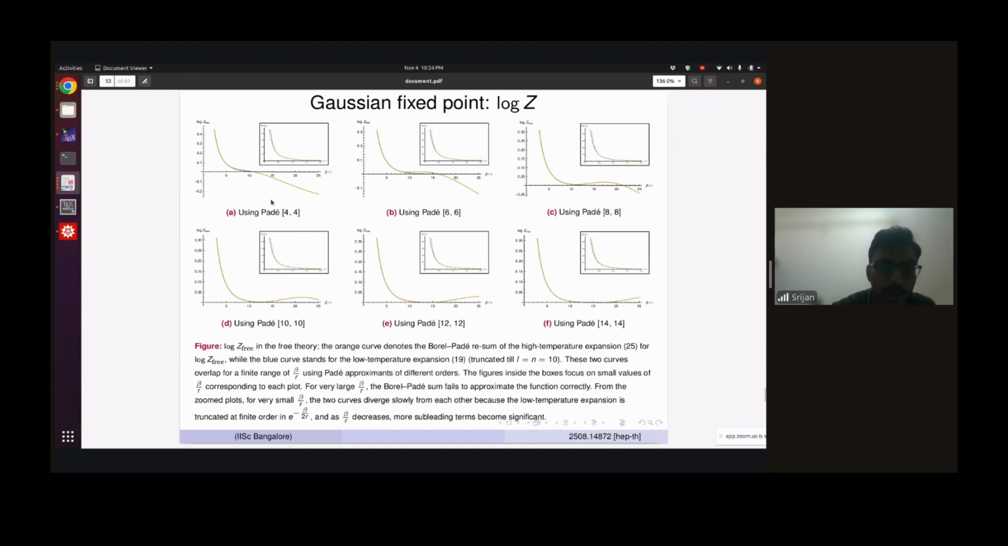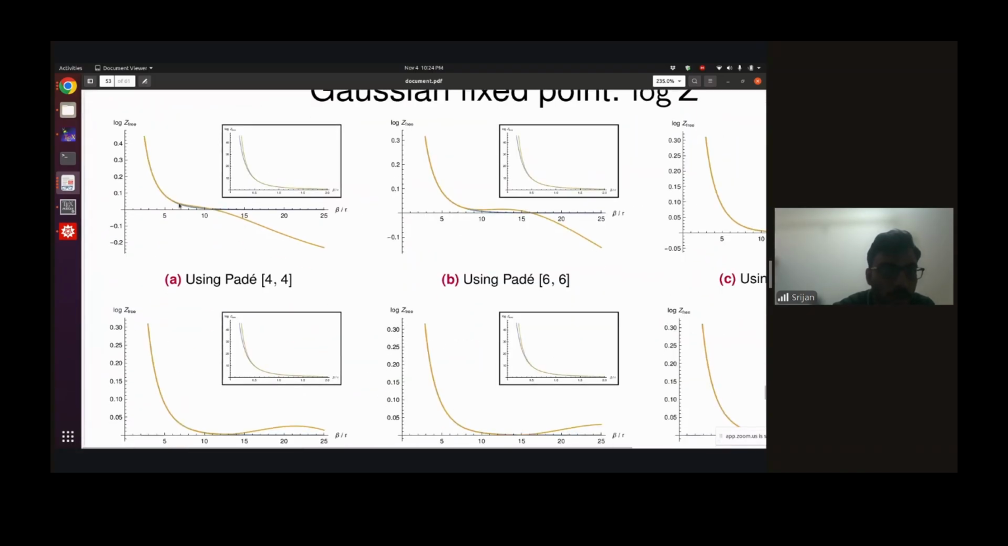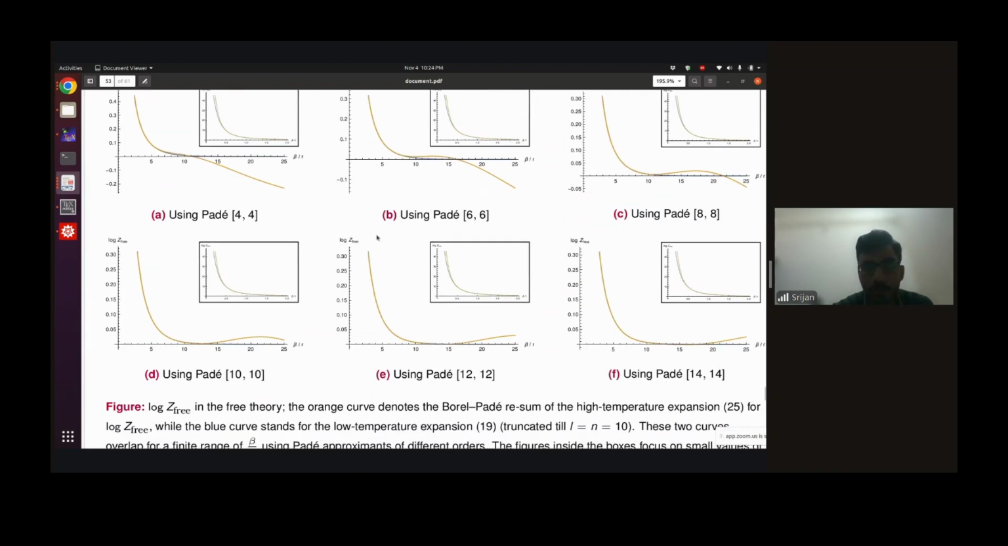I don't know if it is visible. Let me just zoom it a little bit. So the blue curve is the direct low temperature expansion. That's just the low temperature expansion, and the orange curve is the Padé-Borel resummed high temperature expansion. Okay, so they are agreeing or overlapping on each other for a finite region of beta by r. So you can see these are for different higher order Padé approximations.